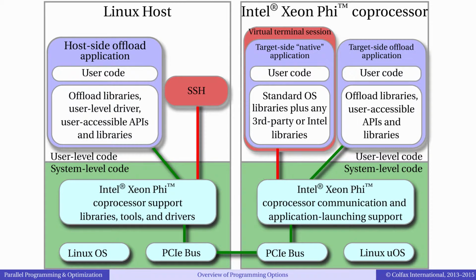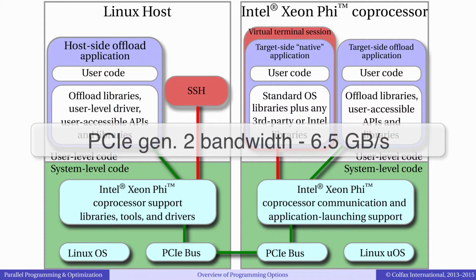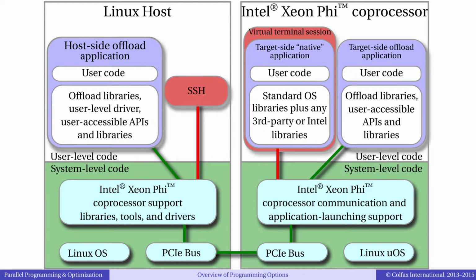For programmers, one of the most important aspects to note on this diagram is that on the hardware side, all communication happens through the PCIe bus, using PCIe Gen 2 standard. This is the case for both the native execution model and offload model. This means that all data transfers between the host and coprocessor are ultimately limited by the latency and the bandwidth of the PCIe bus, which is for second generation is about 6.5 GB per second. We'll discuss communication between host and coprocessor in greater detail in later videos.